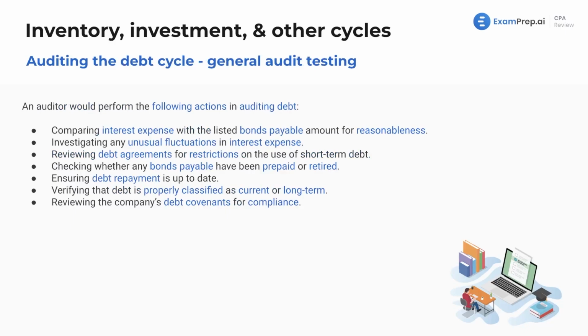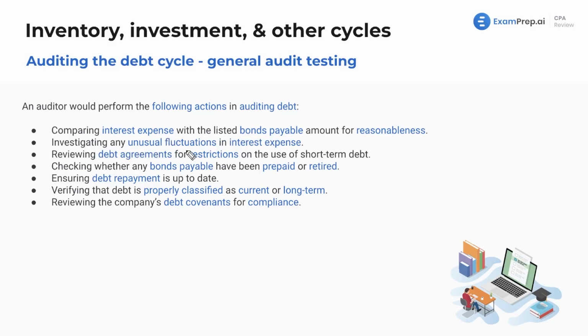Here are some general audit testing procedures that the auditor would conduct in terms of debt. Now, this is just debt specifically. You're going to compare interest expense with the listed bonds payable amount for reasonableness. As I mentioned, you're not going to have zero interest expense if you've got $10 million of bonds payable. Now, if it's not interest bearing bonds, that's another story. But generally speaking, if you've got debt, you're going to have interest.